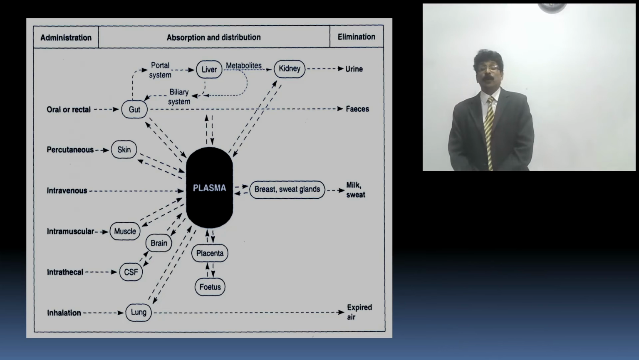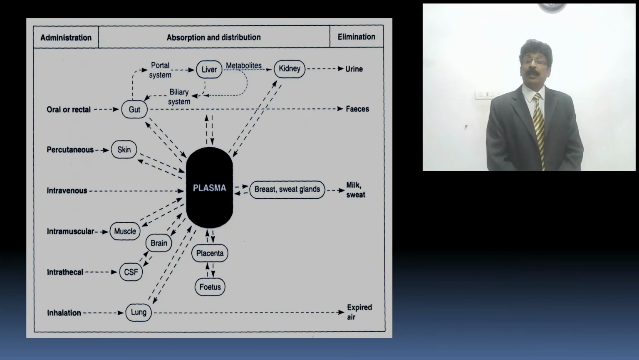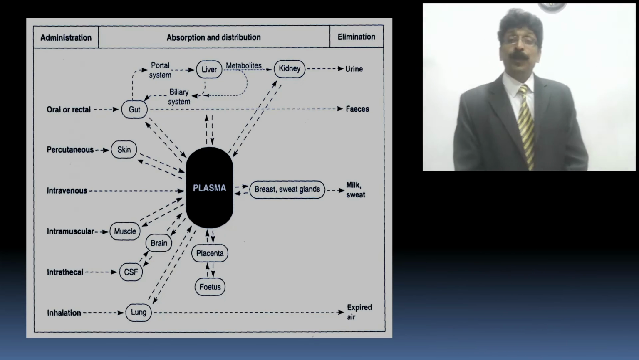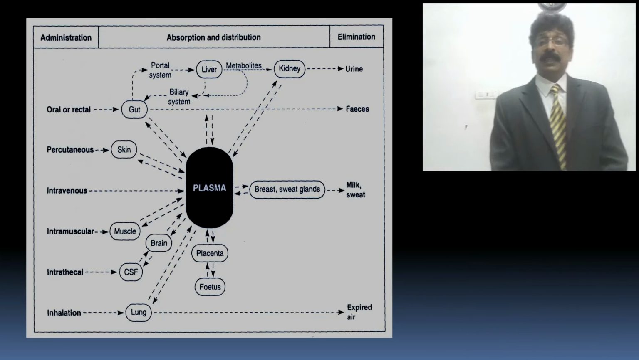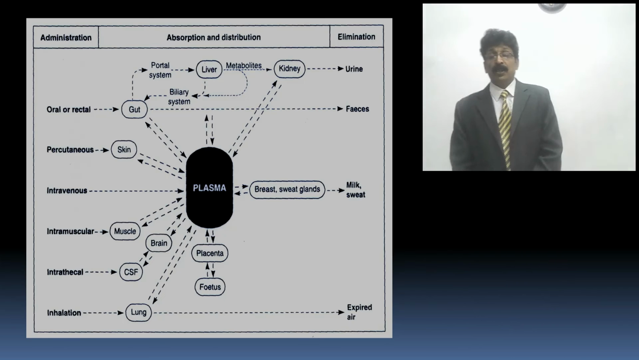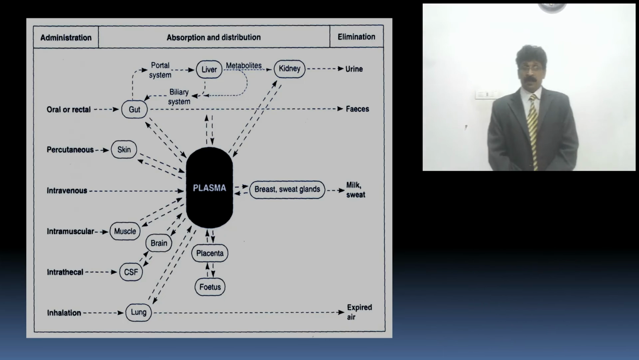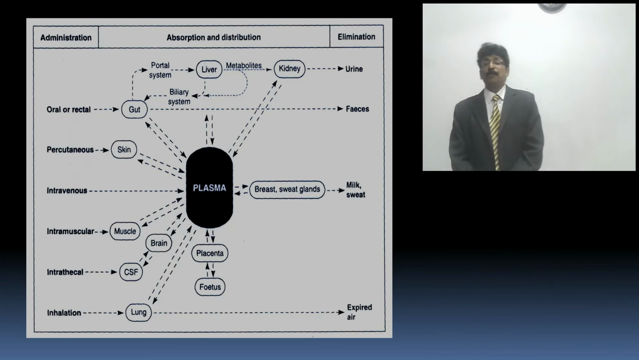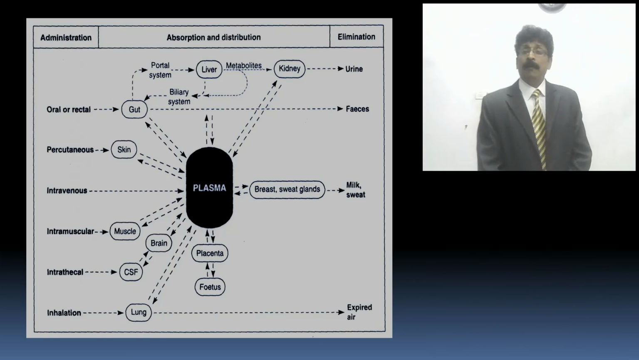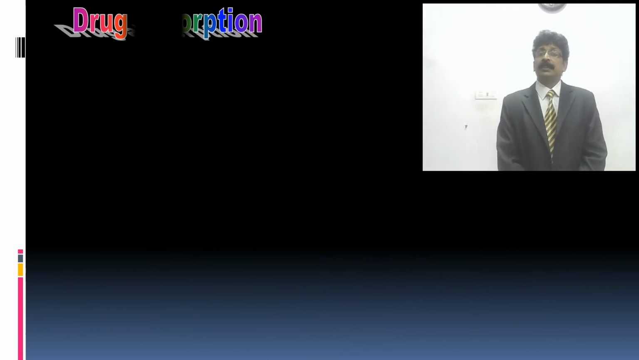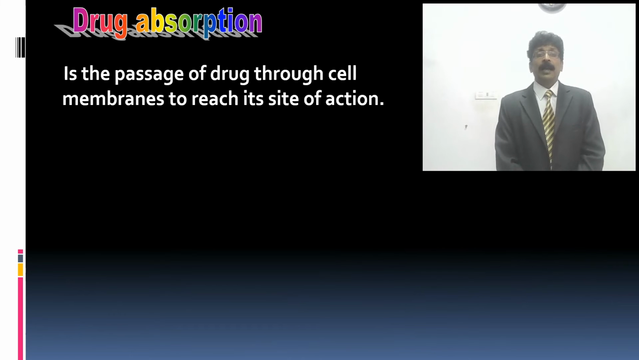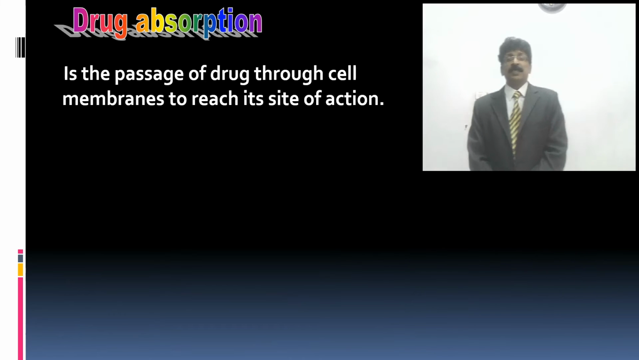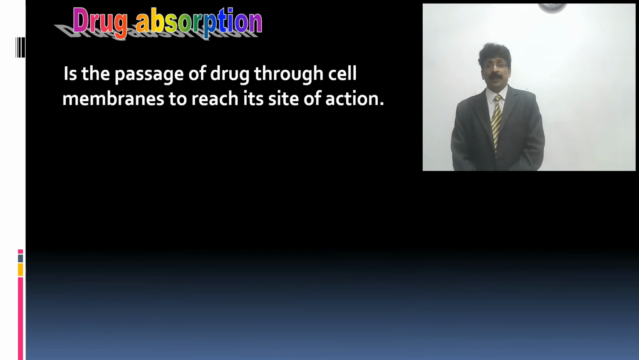And also it can come to the lungs and be expelled; air also can be excreted. So regarding the excretion part, every student has to know that not only urine or feces, but excretion is also possible by means of milk and sweat, and also expiration by means of the lungs. It is also possible for elimination of the drugs after metabolism or after its action. It is the passage of the drug through the cell membrane to reach its site of action.